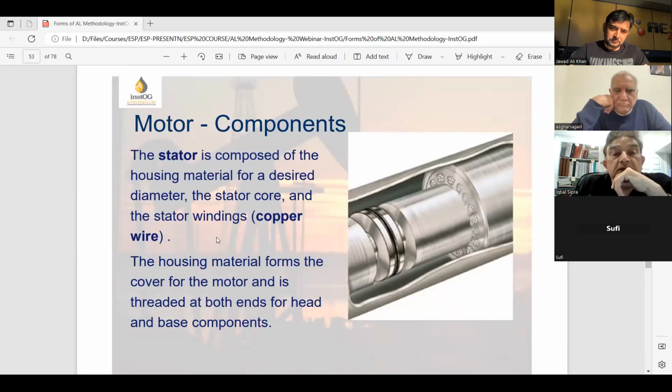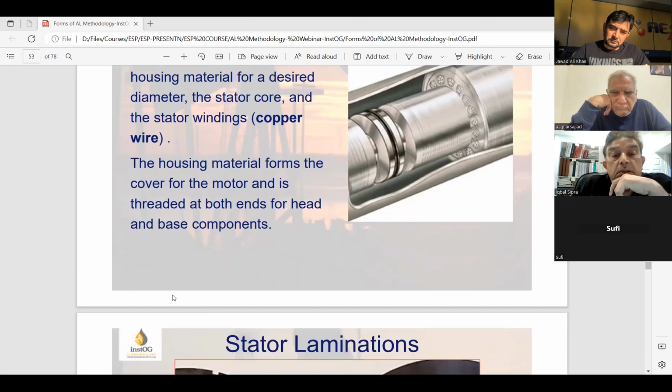Motor components: the stator is composed of the housing material for a desired diameter. This is one stator. And the housing material forms the cover of the motor and is threaded bottom to end and houses the basic components.